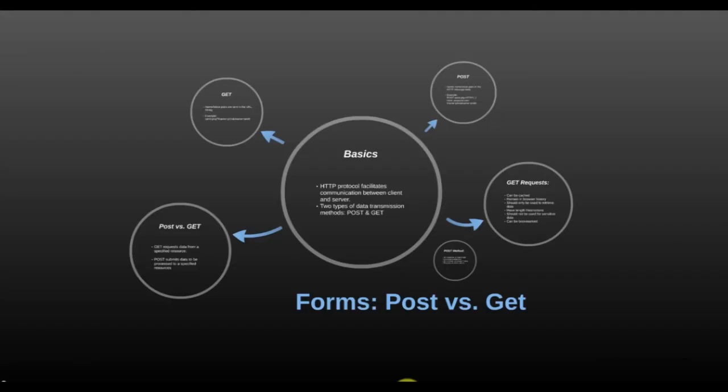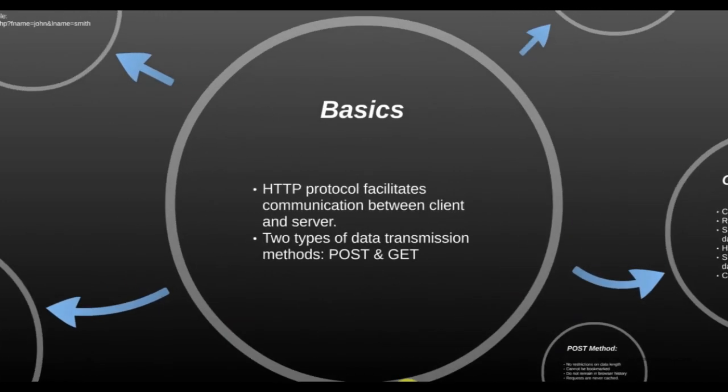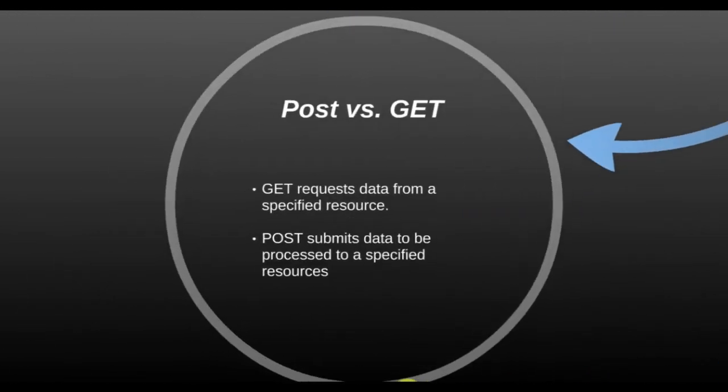In this lesson, we'll conduct a quick overview of the difference between the post and get method of transmitting form data. This topic will be explained in much more detail in the PHP section of the course. As we mentioned earlier in the course, the HTTP protocol facilitates communication between our web browser and server. There are 2 types of methods that can be used to transmit data between a client and a server. This includes the get and post method. The get method requests data from a specified resource. The post method submits data to be processed to a specified resource.